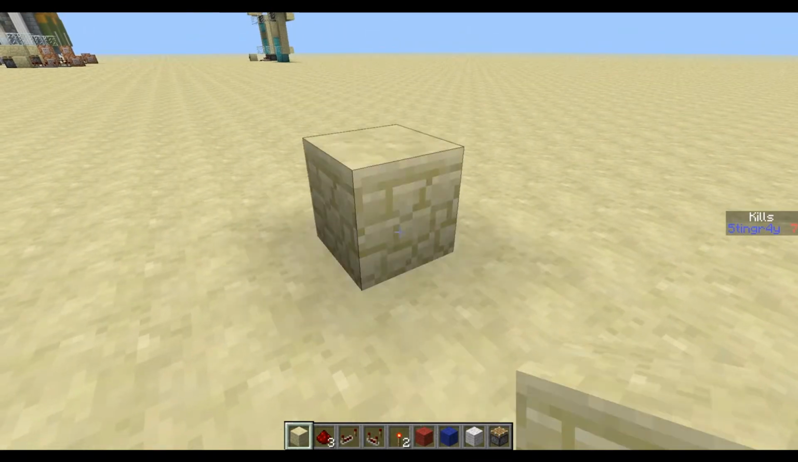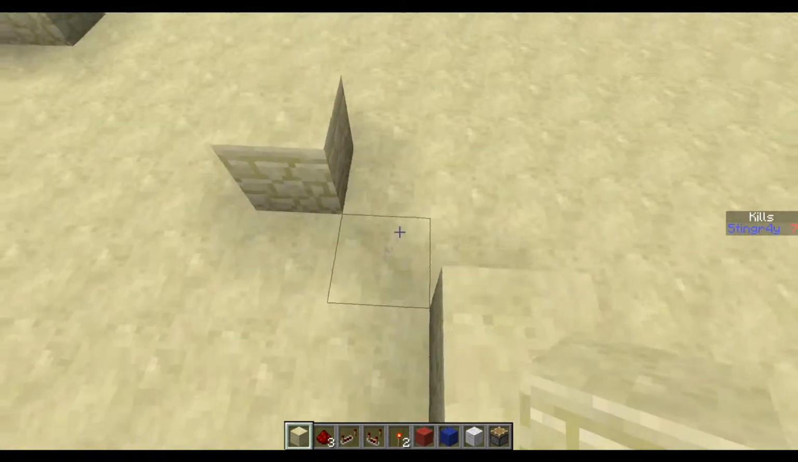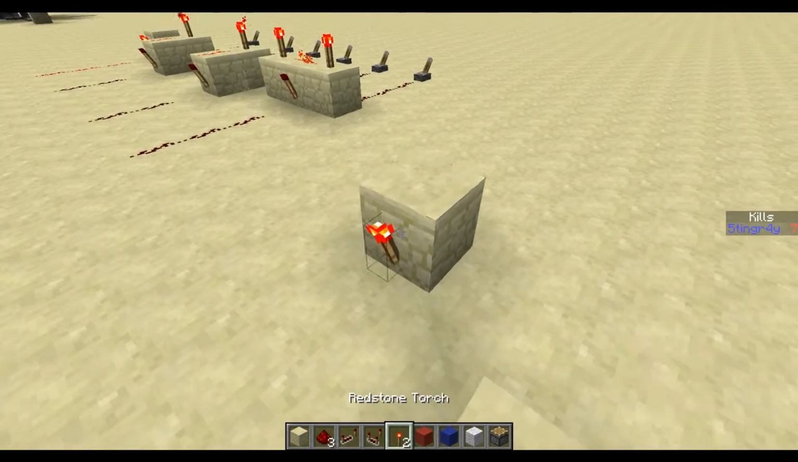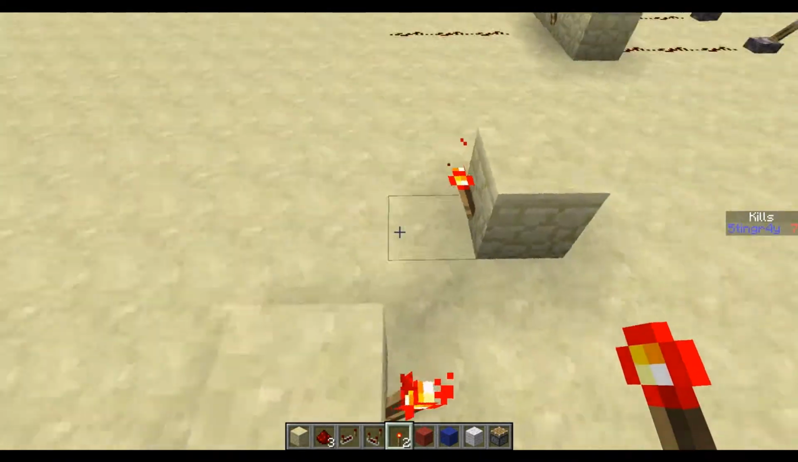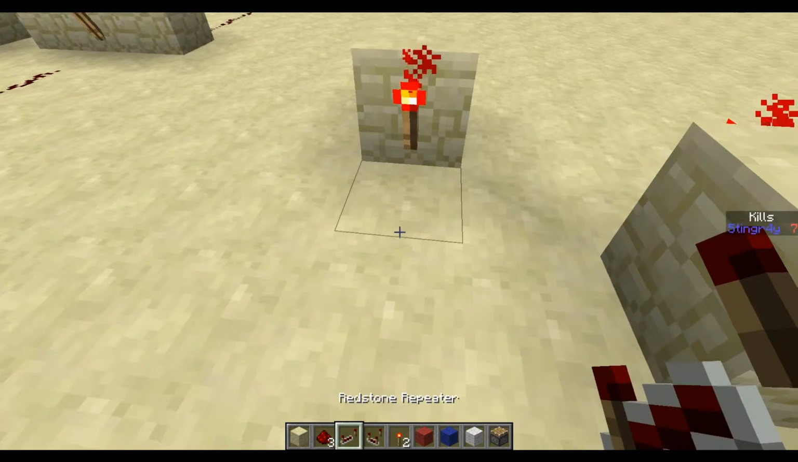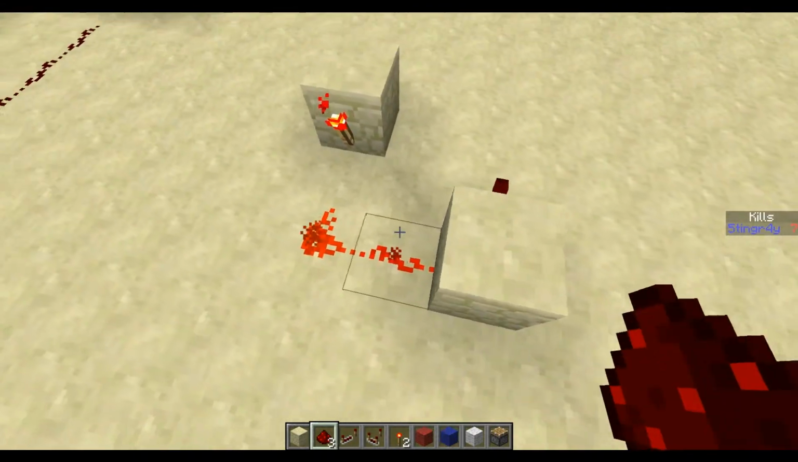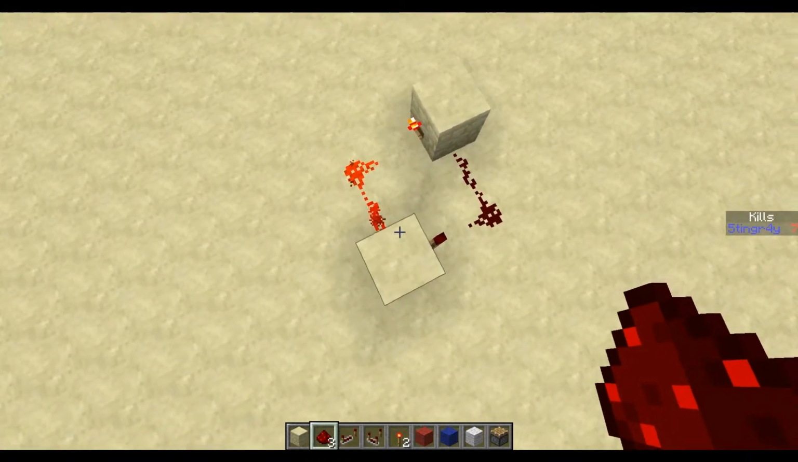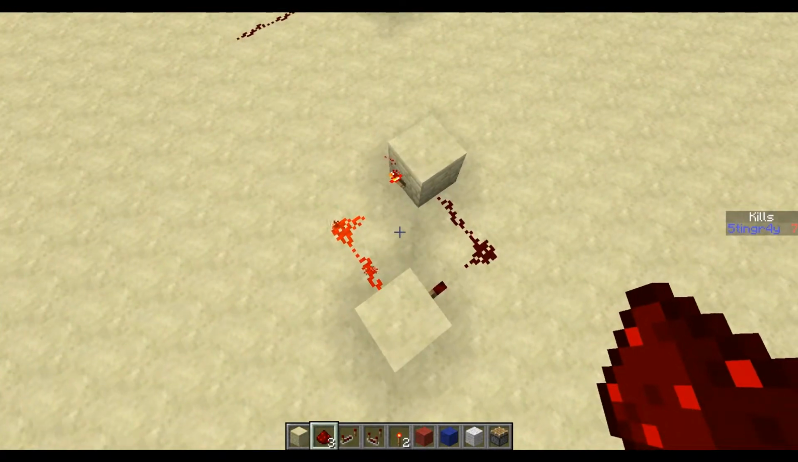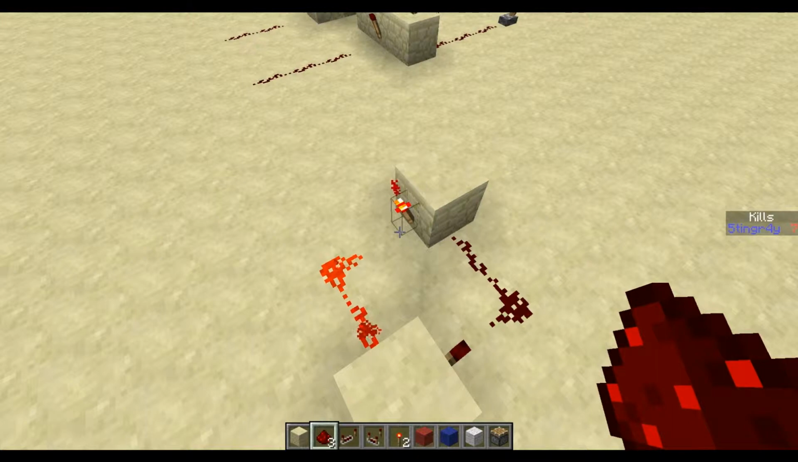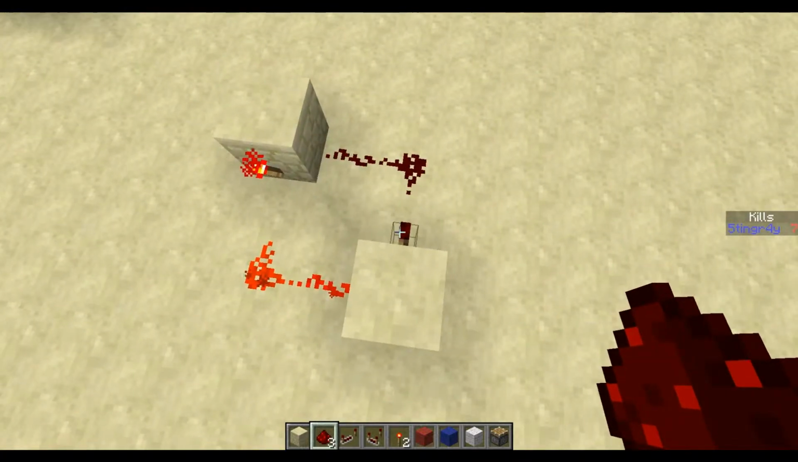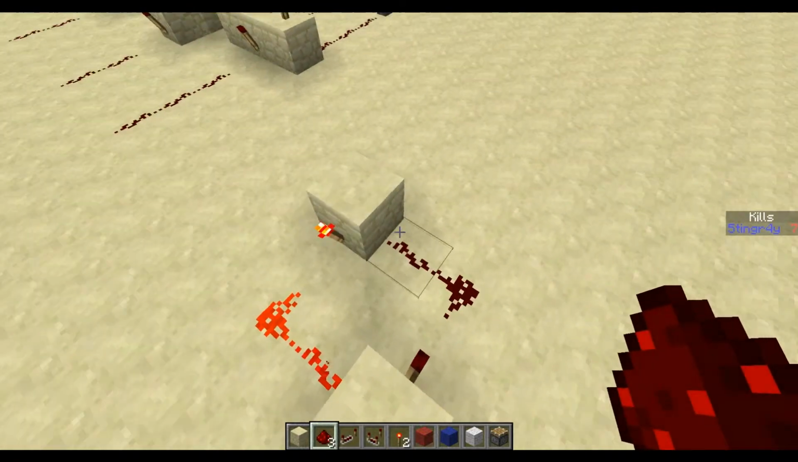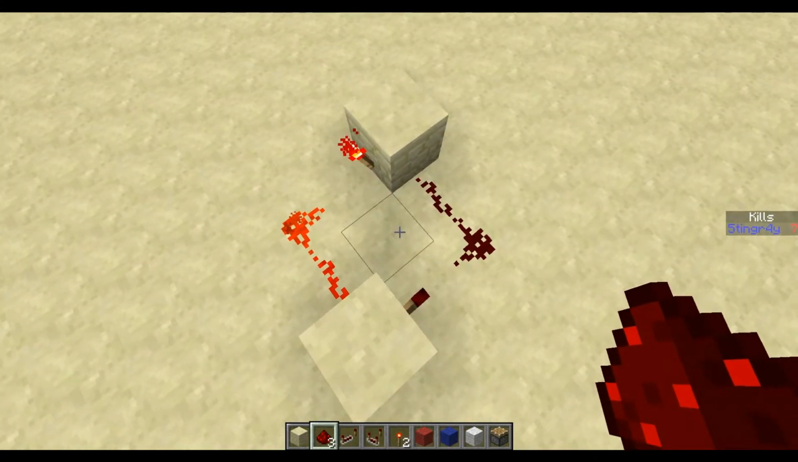So for that, you place a block here and a block diagonally like this. And then you place a torch here and a torch here. And then you will put some redstone here and here. So you get this kind of loop. And you can see that the torches depend on each other, right? So when this torch is on, this torch is off, and it doesn't turn this torch off, right?